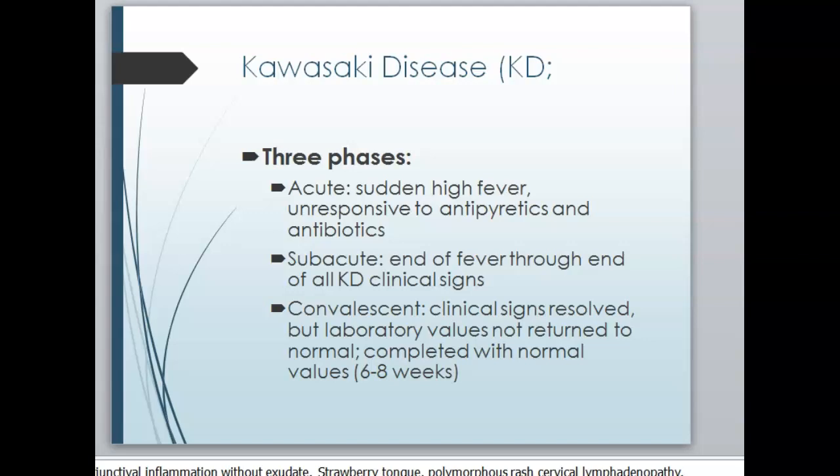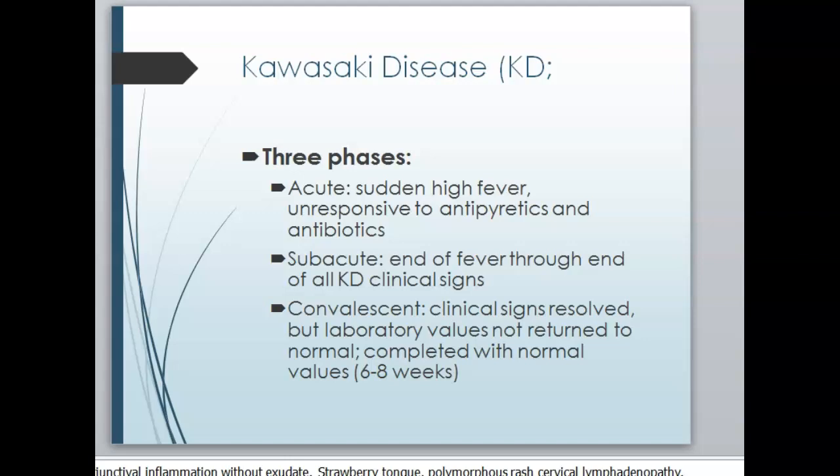Kawasaki disease signs: bilateral conjunctival inflammation without exudate. Person may have a strawberry tongue, polymorphous rash, and cervical lymphadenopathy. Blood tests will include complete blood count, which may reveal a normocytic anemia and eventually a thrombocytosis. The erythrocyte sedimentation rate, or the ESR, will be elevated. They will have a C-reactive protein elevated, and liver function tests may show evidence of hepatic inflammation and a low serum albumin levels.